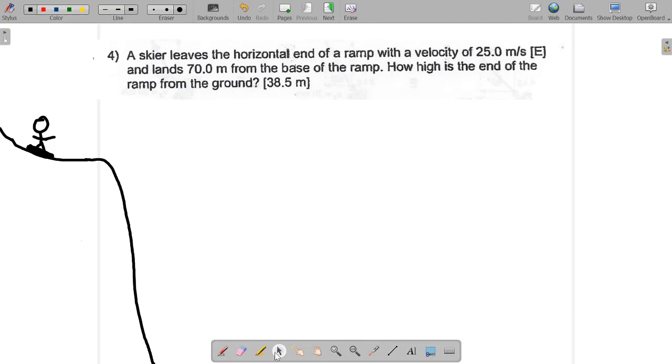Number 4 says a skier leaves the horizontal end of a ramp with a velocity of 25 meters per second and lands 70 meters from the base of the ramp. How high is the end of the ramp from the ground? Okay, so let's begin by labeling our diagram.